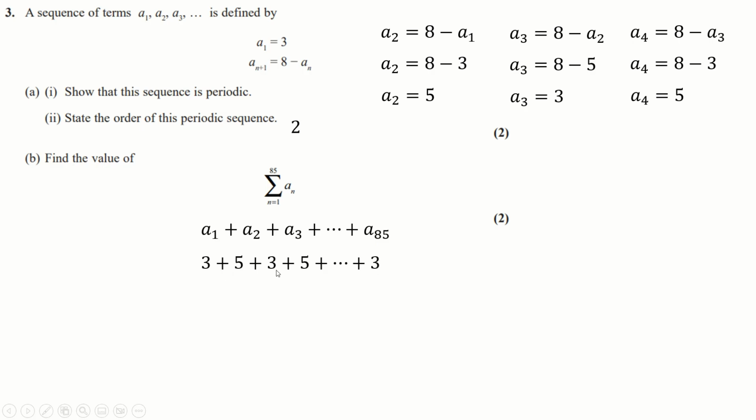So you've got 3 and 5 here, 3 and 5 here, 3 and 5, all make 8s. How many pairs of 8 have we got though? Well, we're going up to 84, right, to group the pairs. So that'll be 42 pairs of 8. So let's do 42 times 8, and then we'll add the 3 on the end, and we'll get this number here.